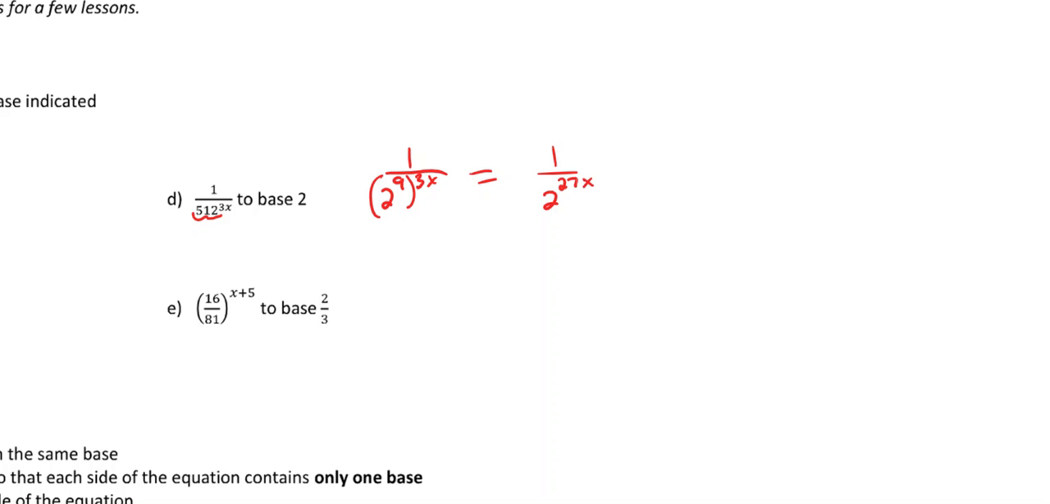And then how would I write this as just 2 to the power of something, instead of 1 over 2? Yeah, what would I do here? Yeah, negative. If I make that a negative exponent, that would flip it back up to the top, right? That's just that reciprocal. So that'd be the same thing as 2 to the negative 27x.